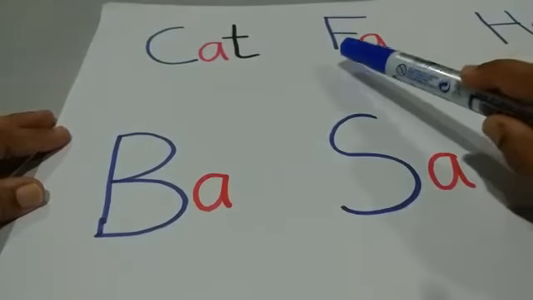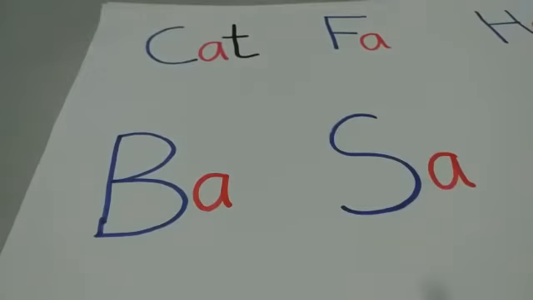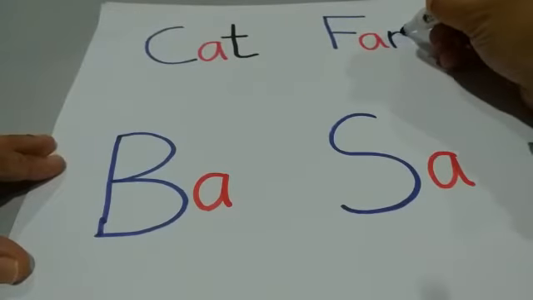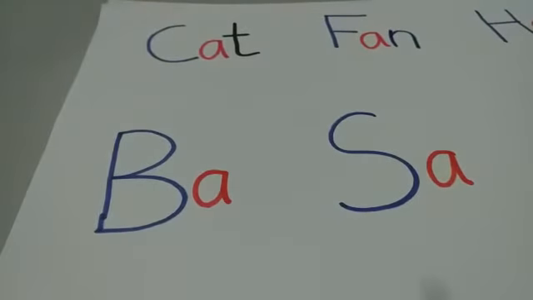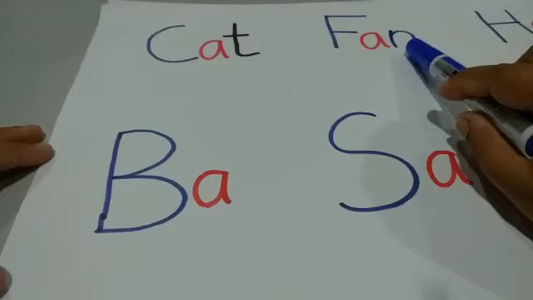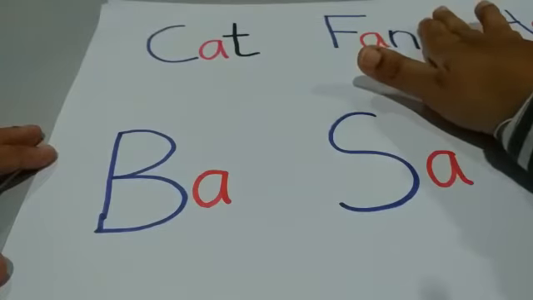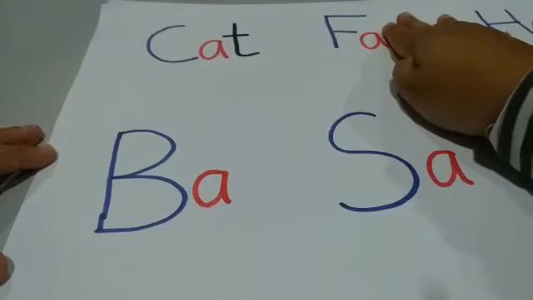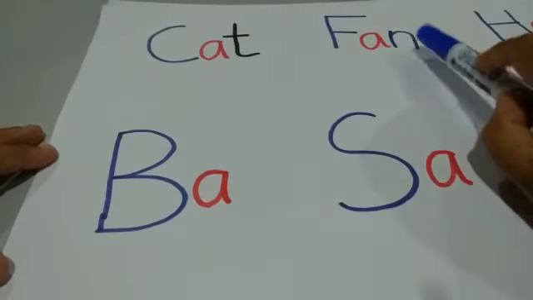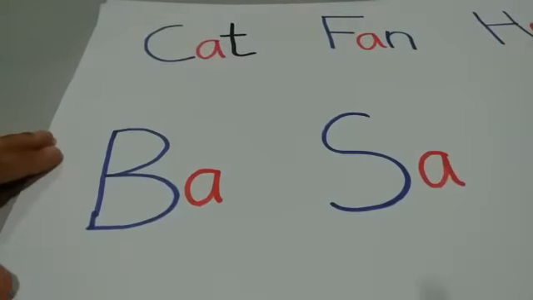Okay, FA is fa. How do you say FA? FA is fa. Now teacher is going to put one more letter. What's this letter? An. Okay, that's letter N. So what's the sound of N? N. So FA is fa, and when you put N, it's n. So how do you read it? Fan. How do you read it? Fan. Very good. Okay, next one.